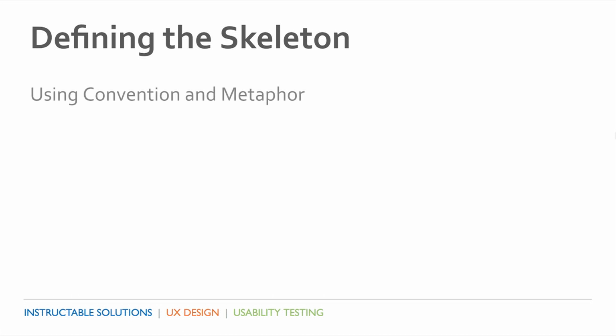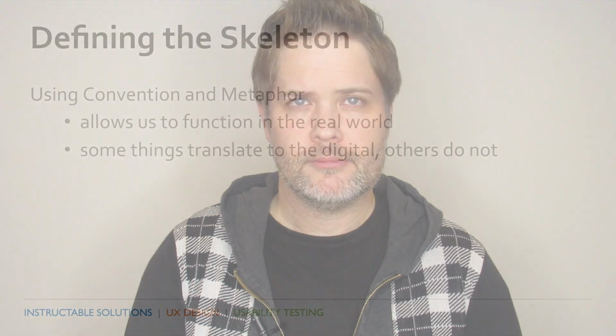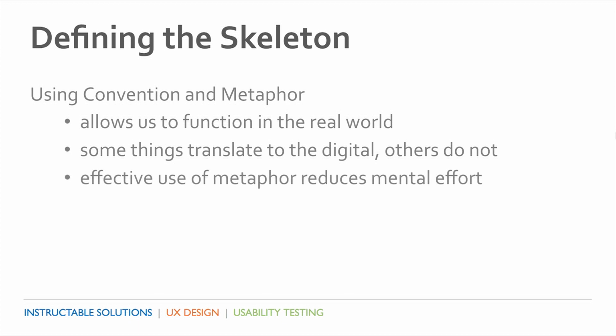We also use convention and metaphor in skeleton to start defining familiar elements that users can feel a relationship to. It allows us to experience elements in the digital space that are relative to the real world, but make sure that you use convention and metaphor that translates to digital, some things don't do as well. The good thing about metaphor, as we discussed last week, is it reduces the mental effort by providing a specific example that is familiar to most people.